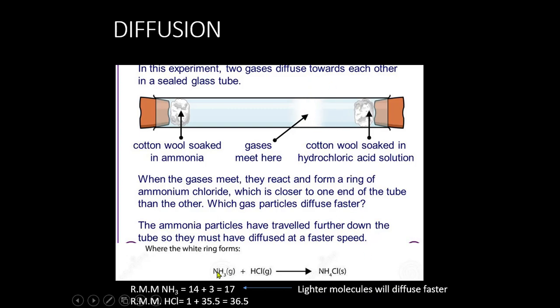Now, a chemical equation representing what is happening here: ammonia in its gaseous state plus hydrochloric acid in its gaseous state will give you ammonium chloride in its solid state. These are some molecules that you will have to remember over the course of CSEC chemistry.